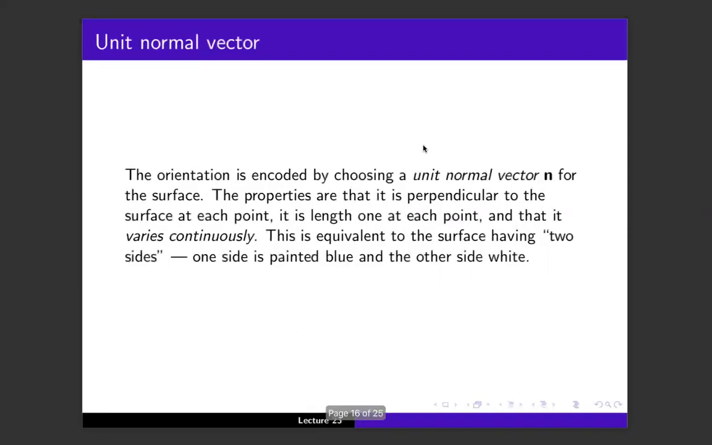Now you might be thinking, so how do you define a side? The way we define a side is we choose a unit normal vector n everywhere on the surface. We call that the normal vector field over the surface. The important thing about this normal vector field is it's perpendicular to the surface at every point. Its length is 1, and it varies continuously. This is like saying that I'm only going to paint one side of this surface, the side that has the arrow on it, the upward normal vector.